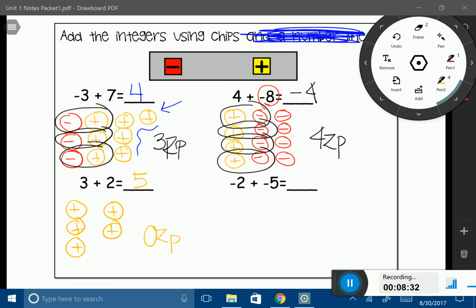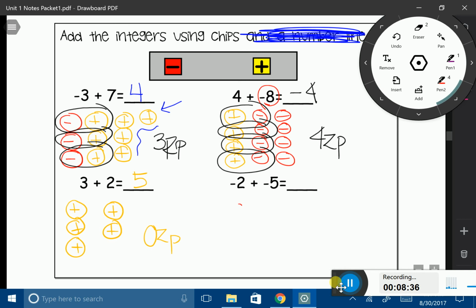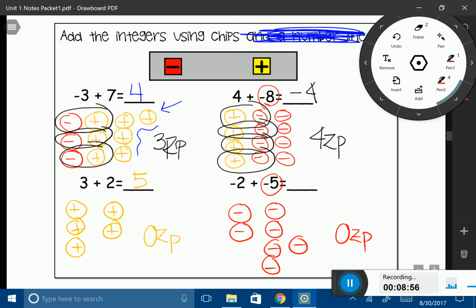Same thing over here. Now I'm working with negatives, so I'm going to grab my red. I have 2 negative chips, and then I'm adding another 5 negative chips. Can I create any zero pair from all these negative chips? No. So I have 0 pairs to create. And when I add these, how many are left over? Well, I have 1, 2, 3, 4, 5, 6, 7. I have negative 7 chips.